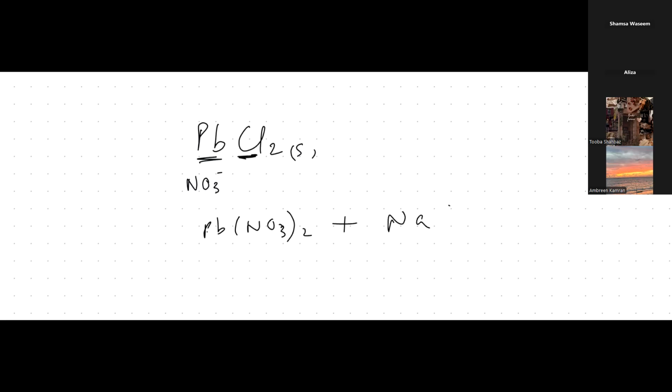Lead chloride. Okay? So what will be the marking points for lead chloride? Lead chloride is also one of the insoluble salts. Tell me quickly. For lead chloride, what will be the reagents, girls? Aliza, Tuba, and Ambreen. What will we take for the first part? Nitrate. So we are going to make solutions of lead nitrate and sodium chloride. Very good. And then you have to filter, then wash and dry the residue.